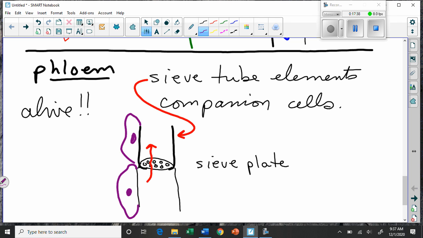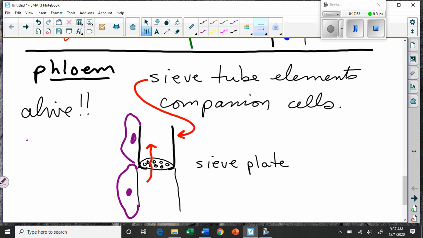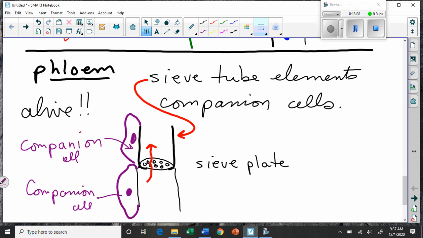The sieve tube elements, they're alive. They're still living cells, but they have lost a lot of their ability to do things because they're so highly specialized. And so they need a companion cell living beside them to help with the jobs of life that they have given up. Companion cell. So the living sieve tube element can only do certain things.